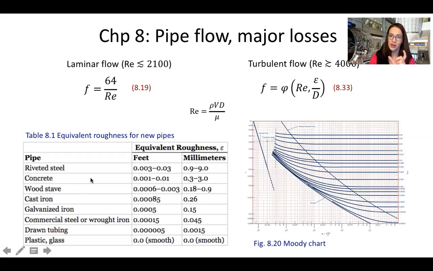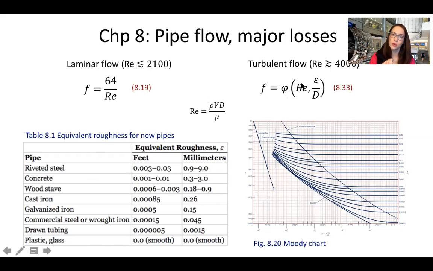Your friction factor F that goes into that head loss term is just 64 over the Reynolds number. That's it, right? And the Reynolds number is here. It's just the fluid density, the mean velocity, pipe diameter over the viscosity, okay? If you have a turbulent flow, things get a little bit more complicated.